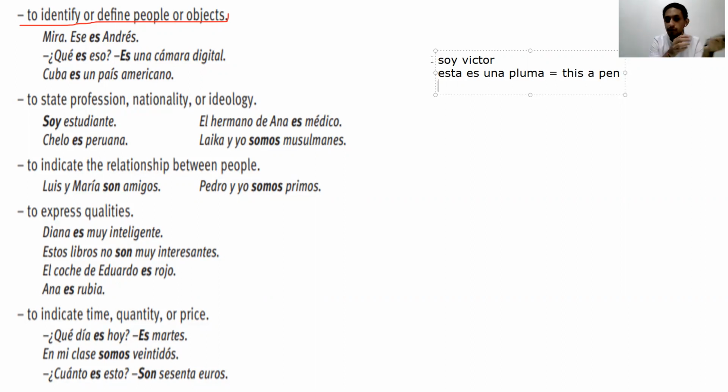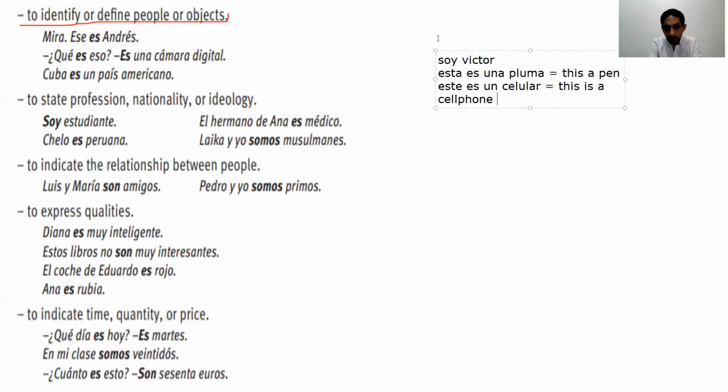This is a cell phone, so este es un celular. And so on. Here we have more examples. ¿Qué es eso? What is that? It's a digital camera. And Cuba is an American country. Cuba es un país americano, right? It belongs to America, that is to say, right?